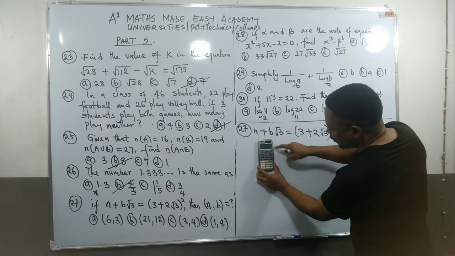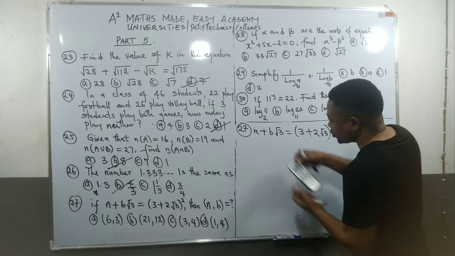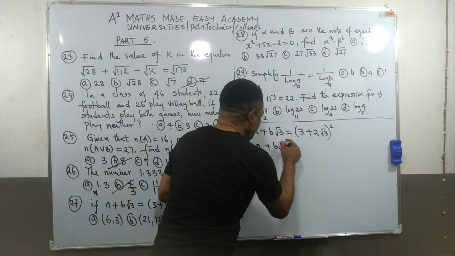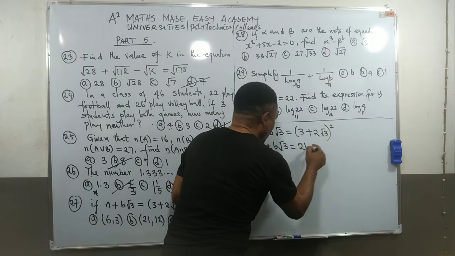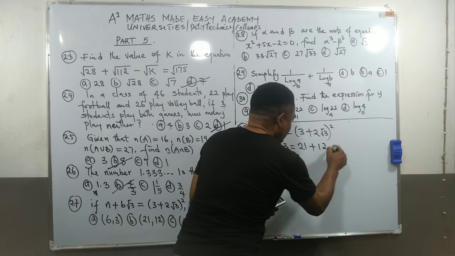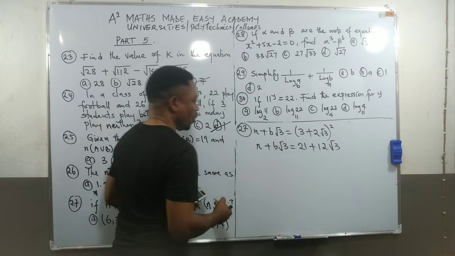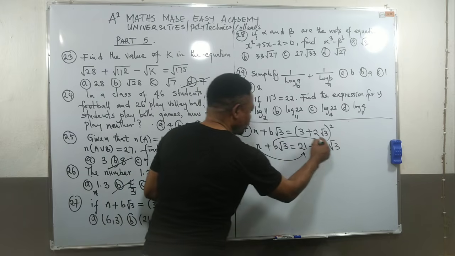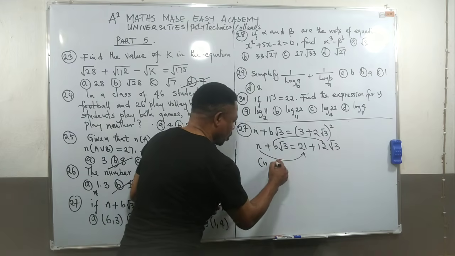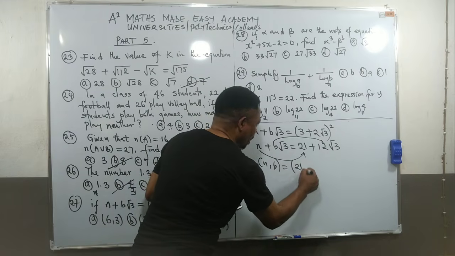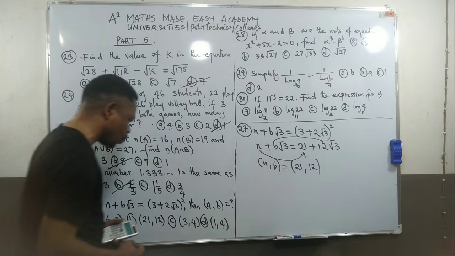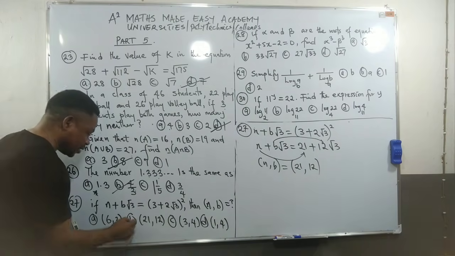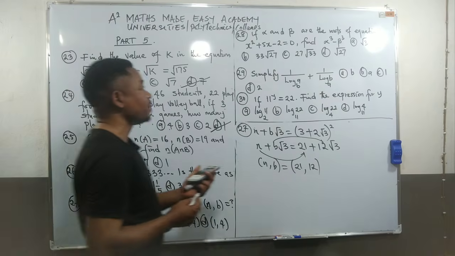21 plus 12 root 3. So n plus b root 3 should be 21 plus 12 root 3. Are you with me? Do the comparison. The value of n is 21 and the value of b is 12. So n comma b should be 21 comma 12. Do we have 21 comma 12 in the options? Wow. 21 comma 12. The answer is option B. Have I made myself clear?